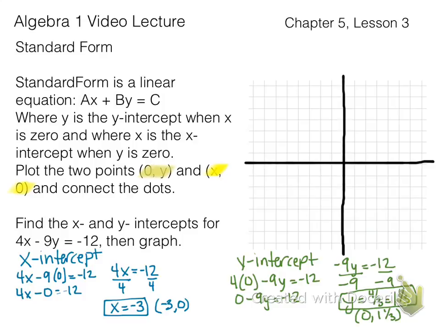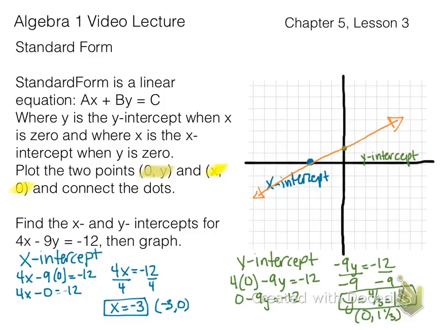You're going to plug it into that. And then you're going to end up with the point 0, 1 and 1/3. You're going to plot the 2 points. There's the x-intercept, negative 3, 0, and there's the y-intercept, 0 and 1 and 1/3. And then you're going to connect the dots, and you have yourself a line. Pretty easy, right? Not that bad.